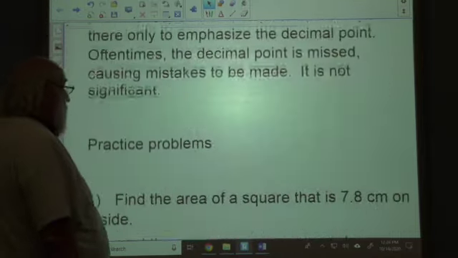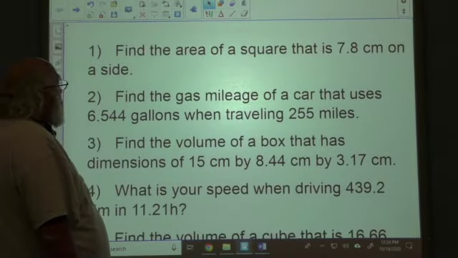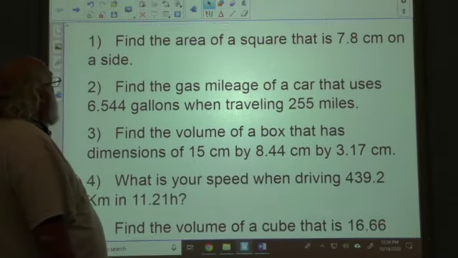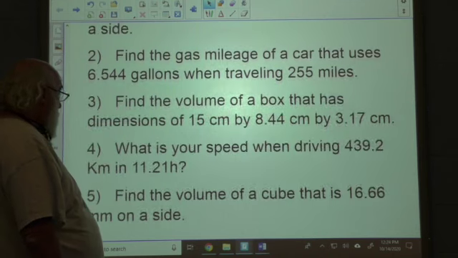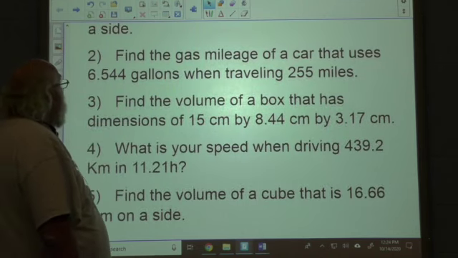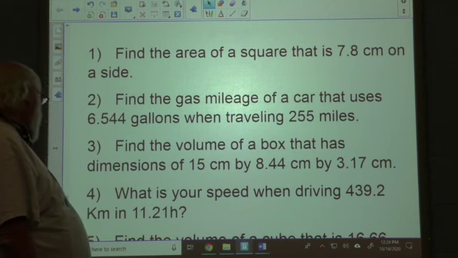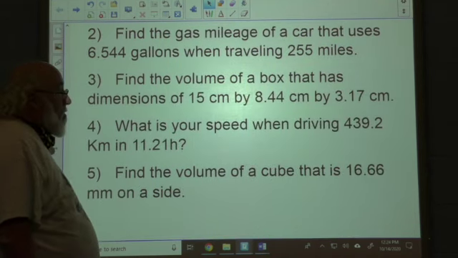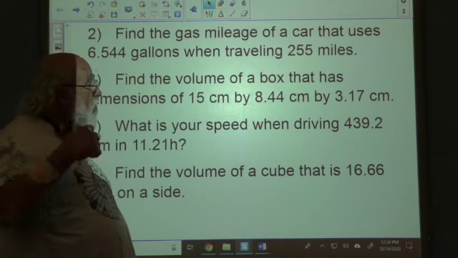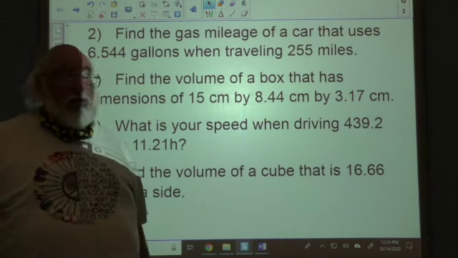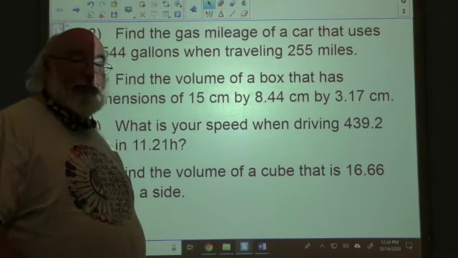So, your practice problems, there's 5 of them. And then in your script right there, there's the first 4 right there, and then the 5th right here. And make sure you have the correct number of significant figures in your answer. All right? Good luck.